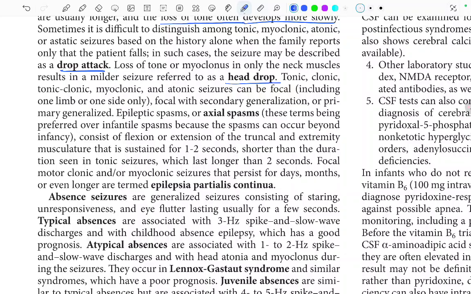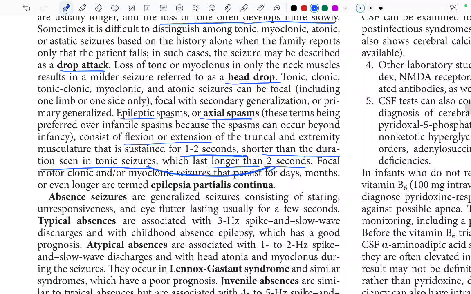So there is something called epileptic spasm or axial spasm, in which there is just an increase in tone. It can consist of flexion or extension of the truncal and extremity musculature, which lasts only 1 to 2 seconds. It is shorter than the duration seen in tonic seizures. That's why there is a different term. But in a tonic seizure, the spasm or increase in tone lasts longer than 2 seconds.